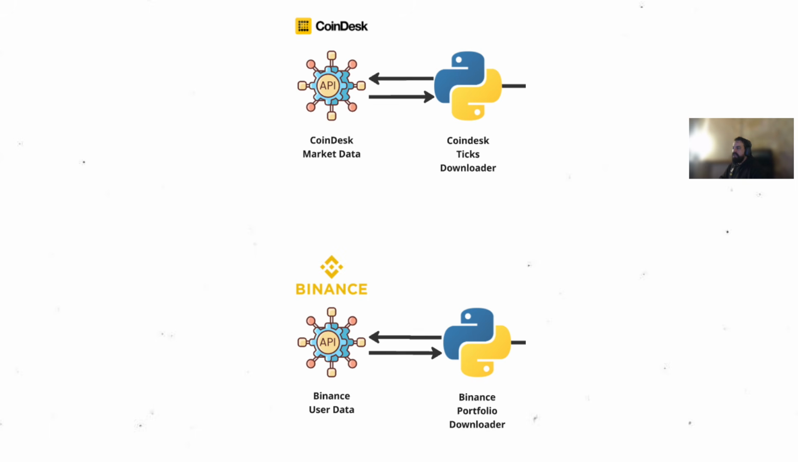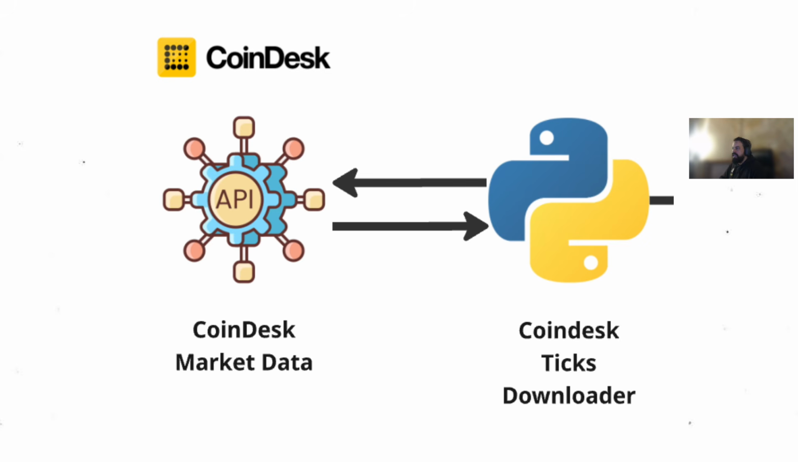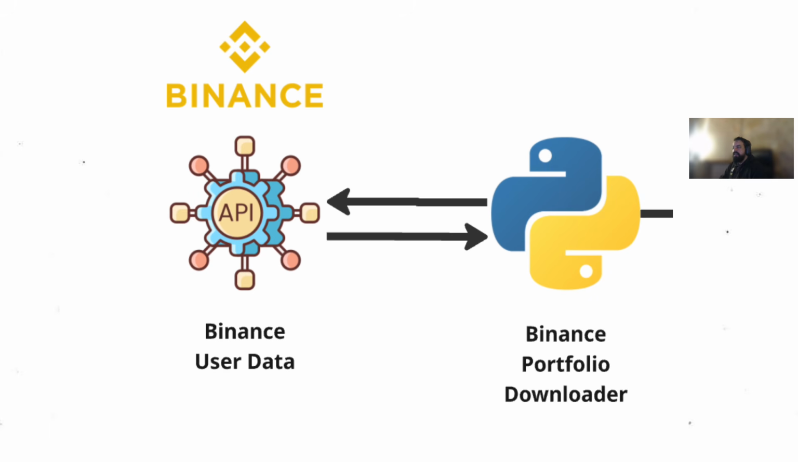In addition, we retrieve data from external APIs. On one side, market prices are retrieved from the CoinDesk Market API, which gives us historical and current price data for different trading pairs. On the other side, portfolio data, orders, and executed trades are retrieved from the Binance API, which represents the actual state of the trading account.